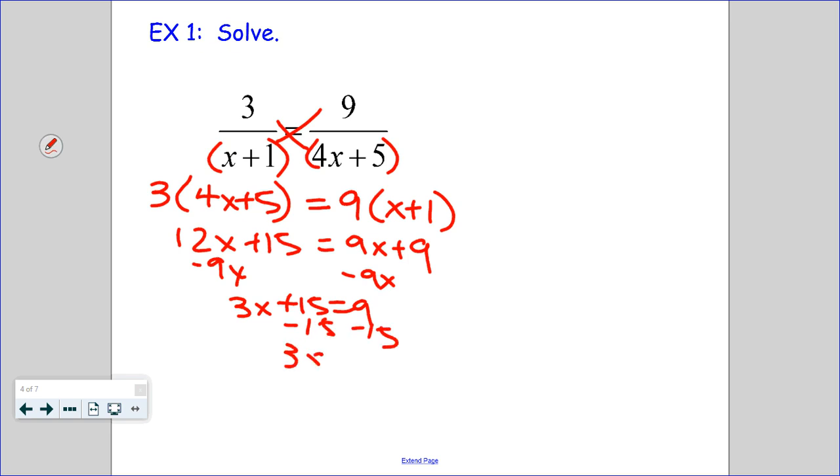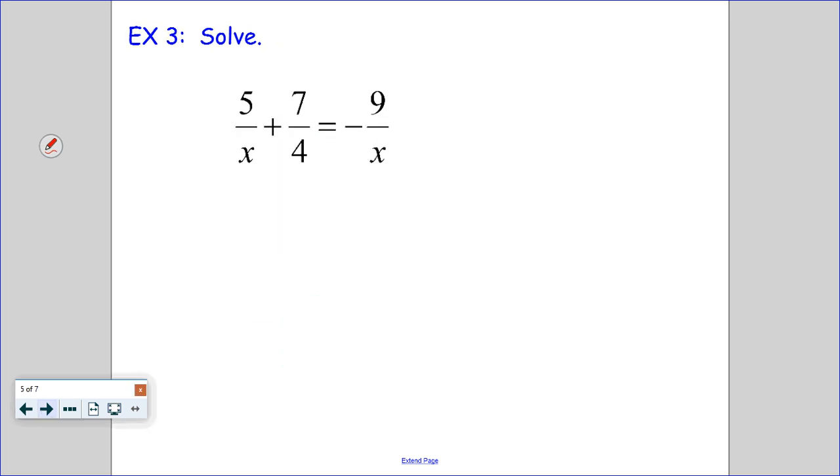There we go. So we should have gotten x equals -2. 12x plus 15 equals 9x plus 9. Subtract the 9x, you get 3x plus 15 equals 9. Subtract 15, divide by 3, and get x equals -2. Okay, questions? All right. Let's go to the next one.